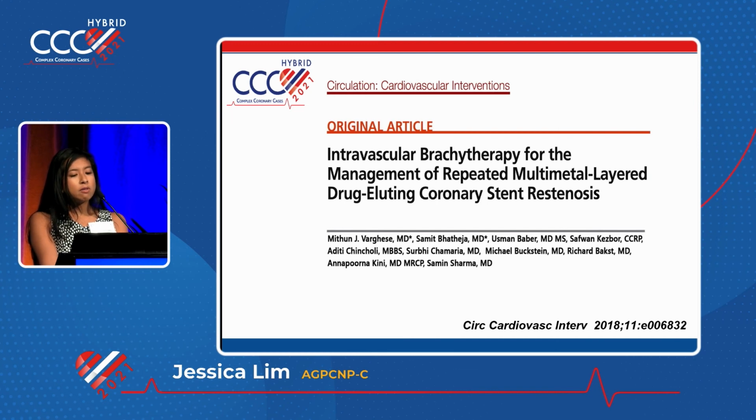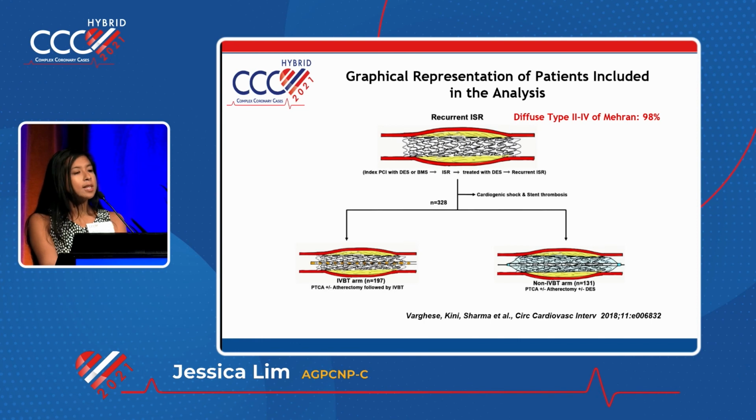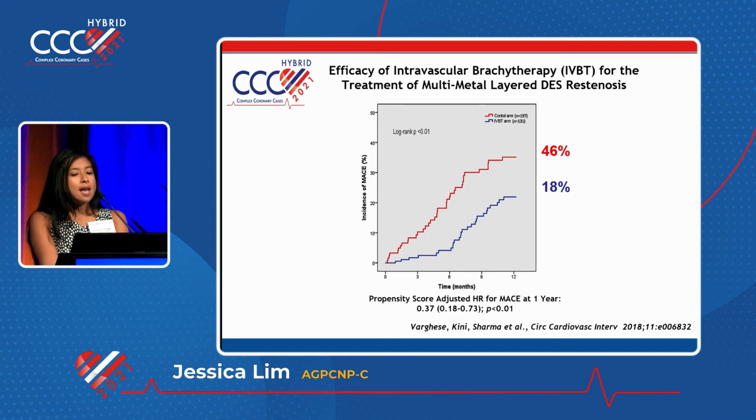And here is an article from Mount Sinai. Some names may look familiar. One of the fellows, or two of the fellows when I started, Dr. Batasia, Dr. Serbi, we have Usman Babar, Dr. Kinney, Dr. Sharma, and also the radiation oncologist that we work with, Dr. Buckstein and Dr. Bass. So what they looked at is in recurrent ISRs, they had one arm that had the IVBT, and then the other arm which was not treated with the IVBT. They were treated with another balloon and stent. And this shows that there's less major adverse cardiovascular events with the IVBT.